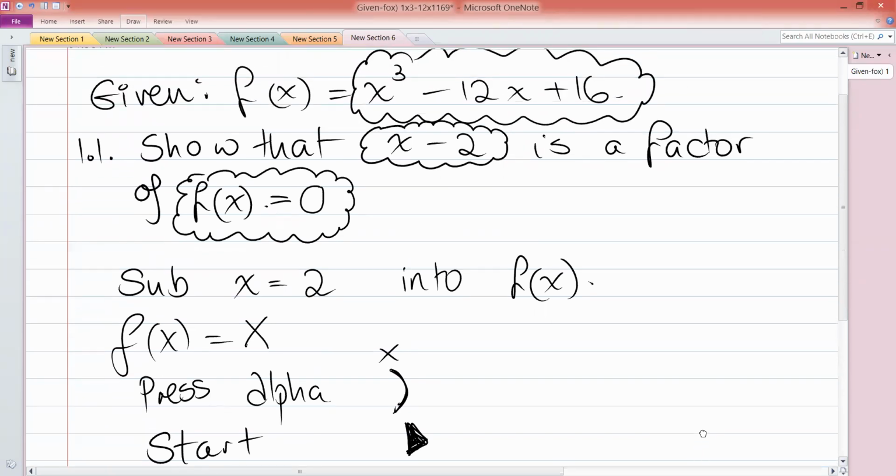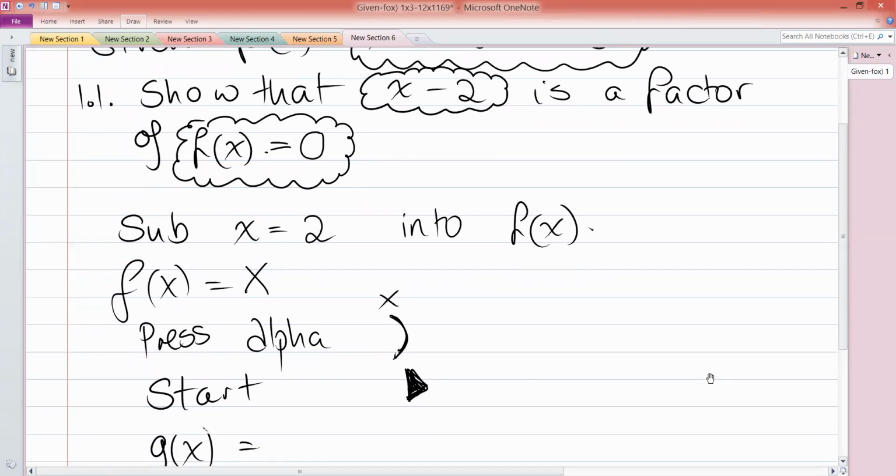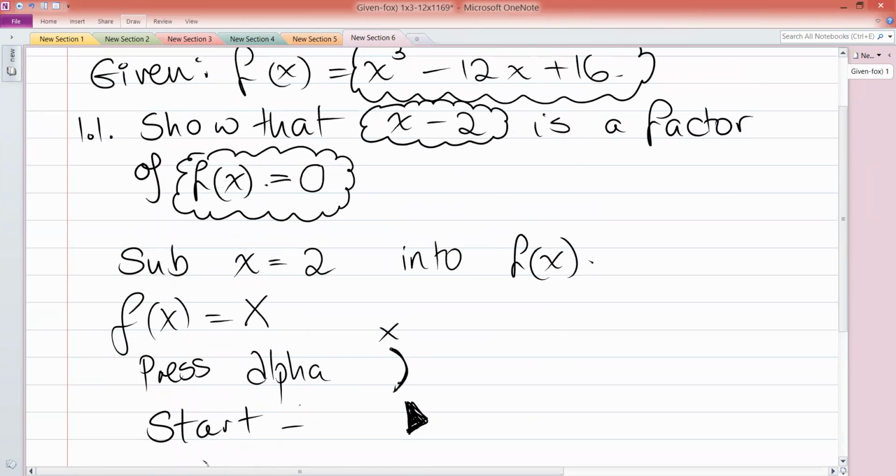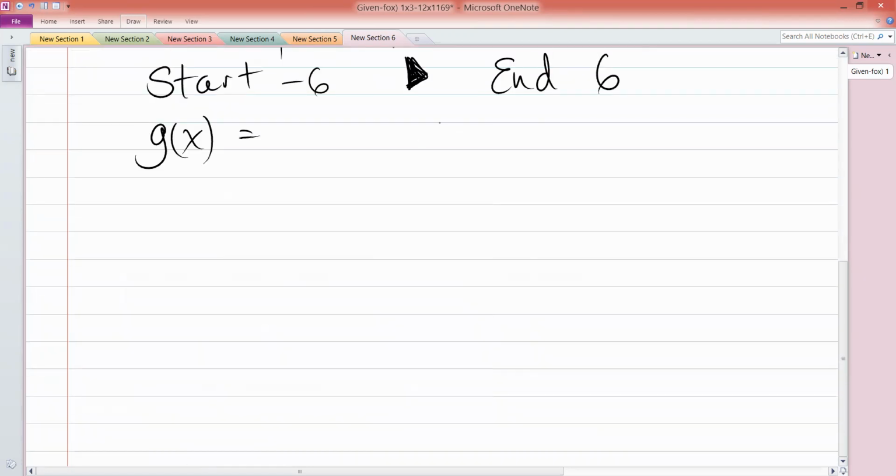Now, I want you to select your start value, say negative 6. So negative 6, that's your start. You punch in minus 6, press equals. Then for your end, let's make it positive 6, and then you press equals. Then your step. I want you to make the step equal to 1.